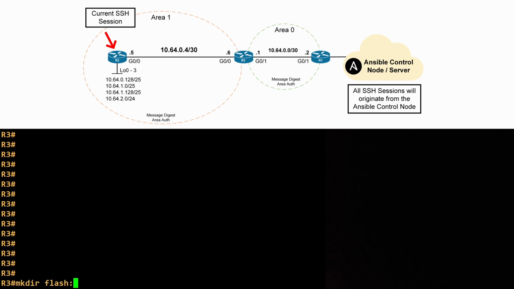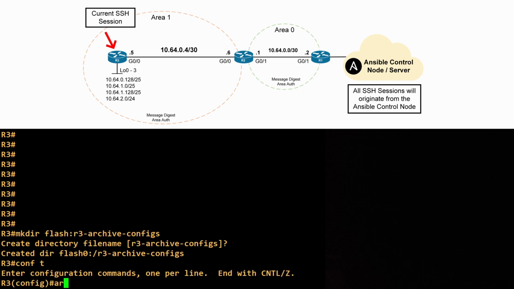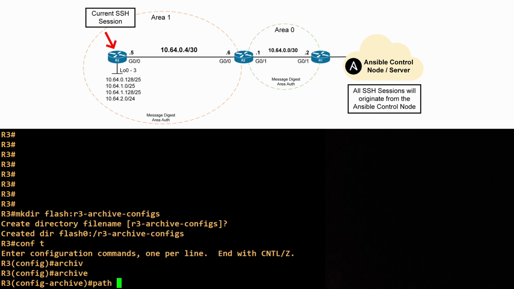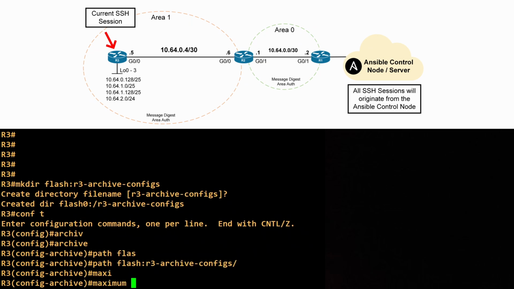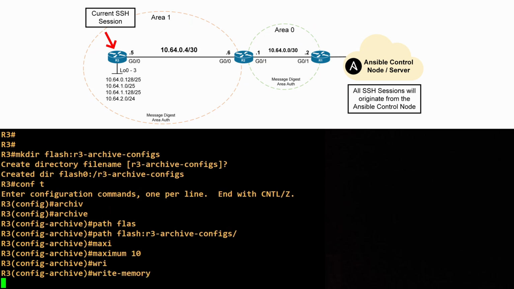Okay, so I'm just going to make the directory now. I'm just going to call it R3 archive configs. And now I'm just going to configure the archive feature and set the path to our newly created directory. Okay, the path is now set. Let's set the maximum history to 10 and let's write memory.